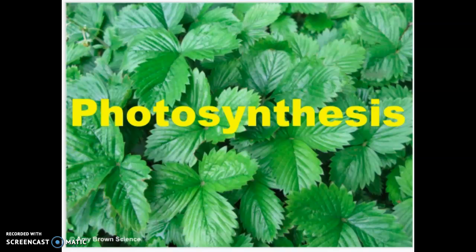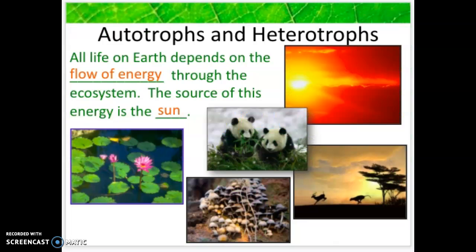All right, so autotrophs and heterotrophs. We're going to review the difference between these two roles before we get into photosynthesis. So all life on Earth depends on this flow of energy through the ecosystem between autotrophs and heterotrophs. Ultimately, the source of this energy is the sun.